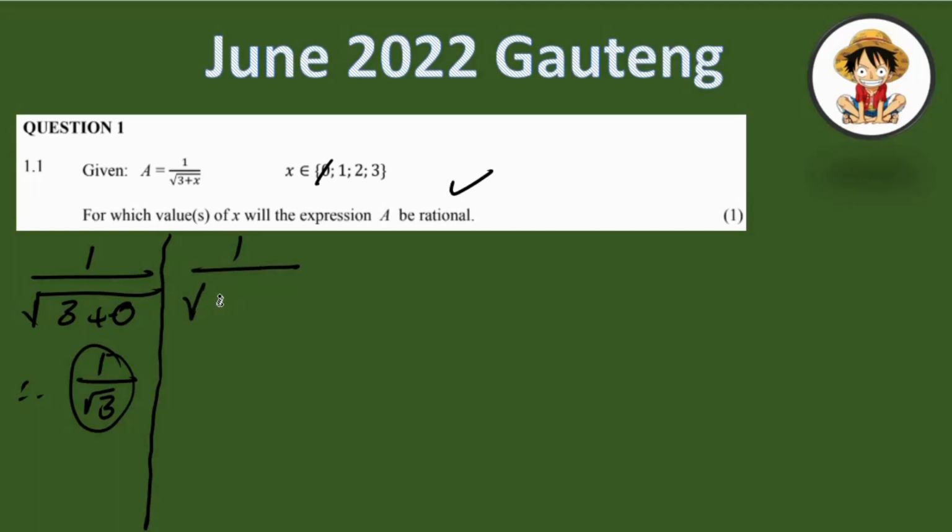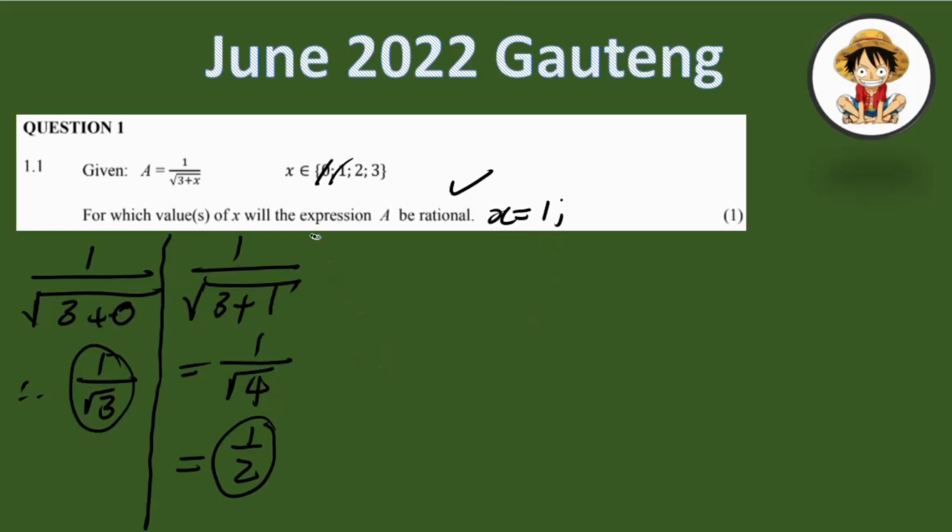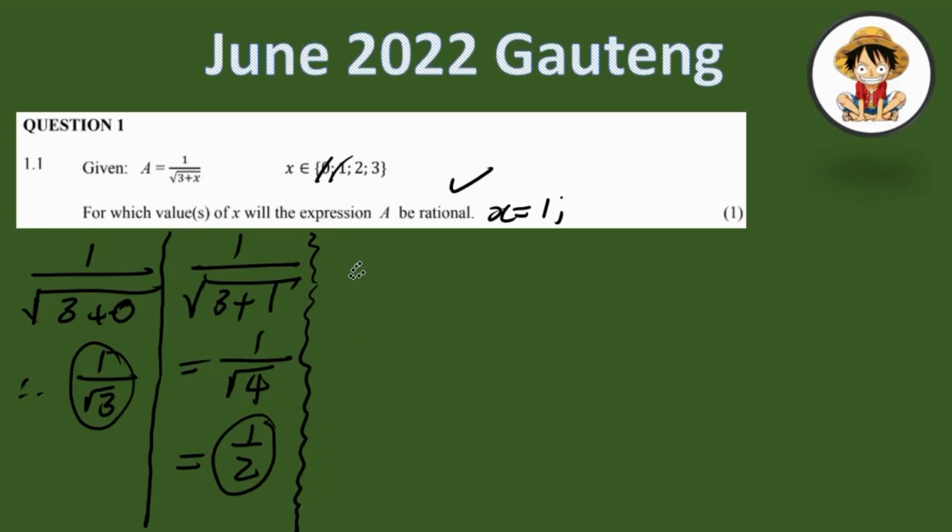I'm going to have the root of 3 plus, this time I'm going to substitute 1. I'm going to get 1 all over the root of 4. The final answer here will be 1 over 2. Now 1 over 2 is a rational number, so I'm going to put it there. When x is equal to 1, I'm getting a rational number. Right? Let's keep on testing to see if we have checked everything. So I have 1 over the root of 3 plus, this time I substitute 2.